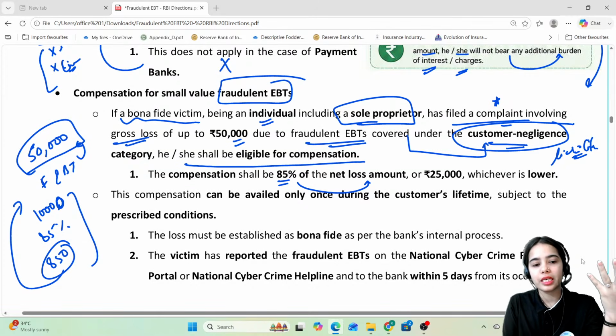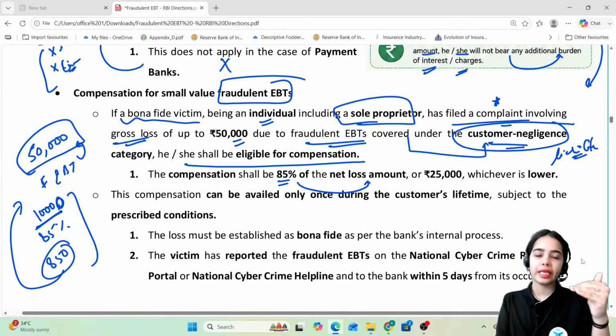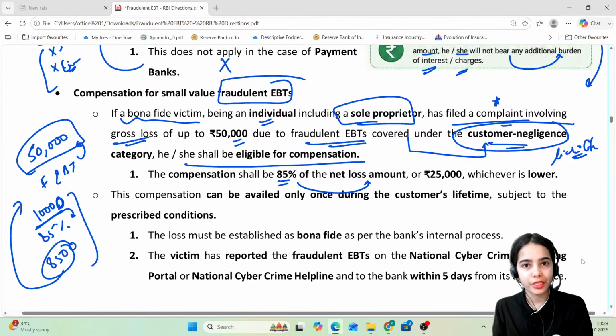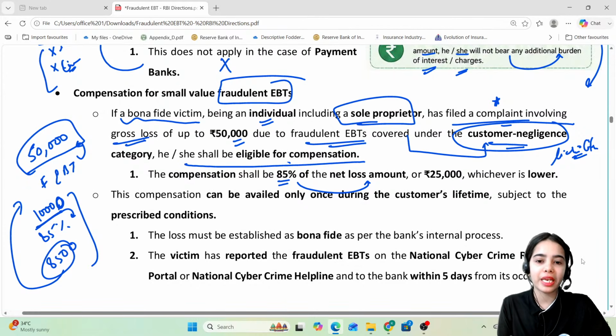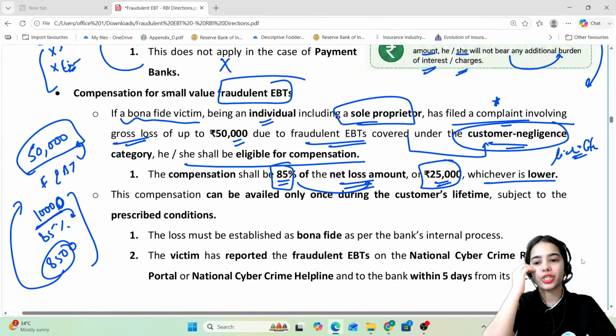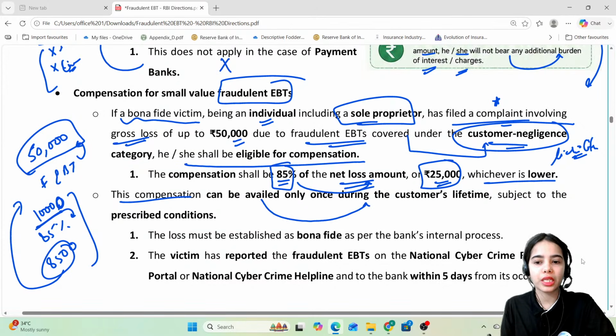Let's say you have lost 10,000 rupees in the fraudulent electronic banking transaction. So 85% of that, that means 8,500 rupees will be compensated to you. So the compensation shall be 85% of the net loss amount or 25,000, whichever is lower. So the limit of the compensation is 25,000. This compensation shall be availed only once during the customer's lifetime because it is under the customer negligence.